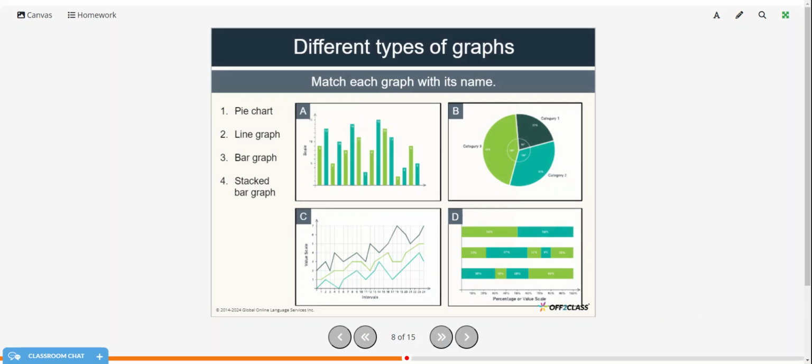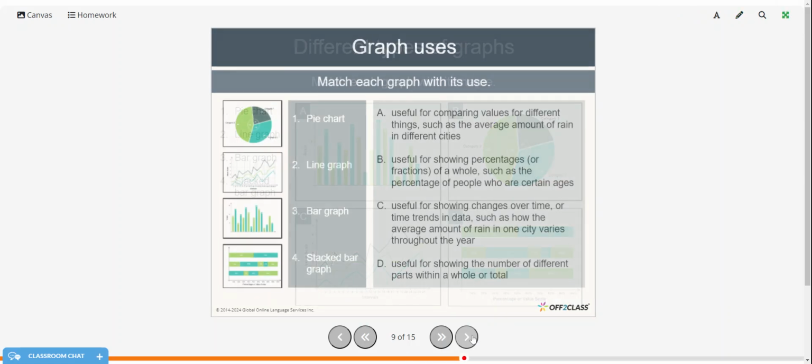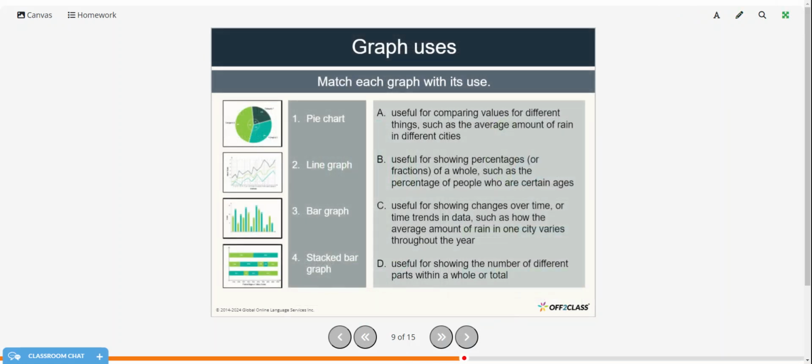All right, so these are different kinds of graphs. Match each graph with its name. So pie chart would be letter B. Line graph is letter C. A bar graph is A. And a stacked bar graph is D. So match each graph with its use. Again, you can pause the video and try this on your own, and then restart when you're ready to check your answers.